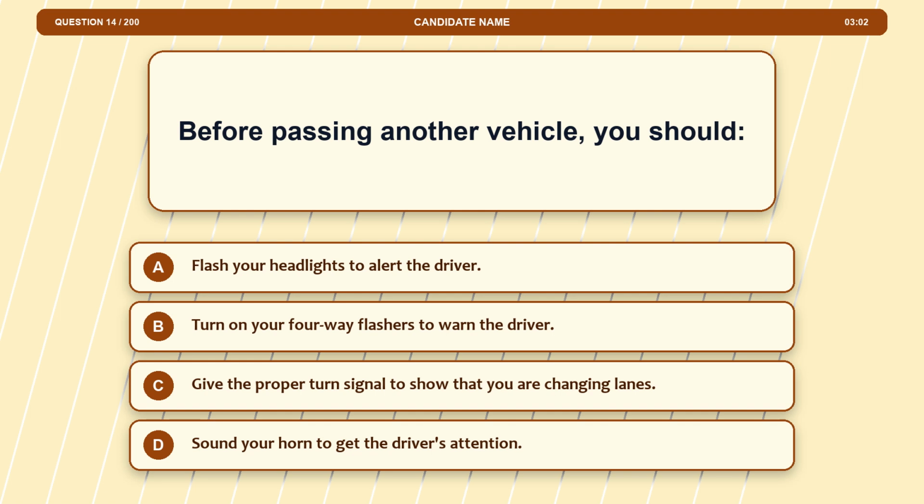Question 14. Before passing another vehicle, you should: Option A, flash your headlights to alert the driver. Option B, turn on your four-way flashers to warn the driver. Option C, give the proper turn signal to show that you are changing lanes. Option D, sound your horn to get the driver's attention.